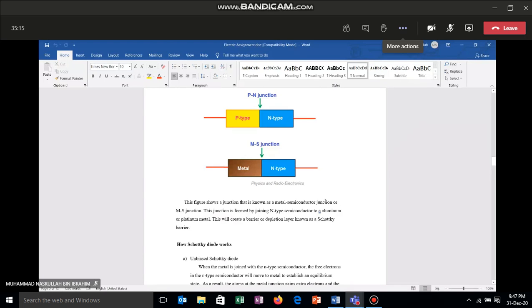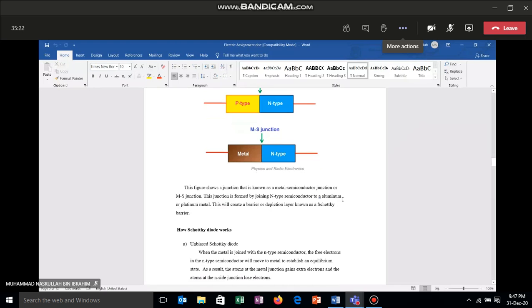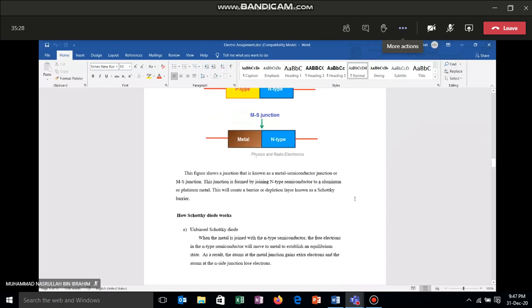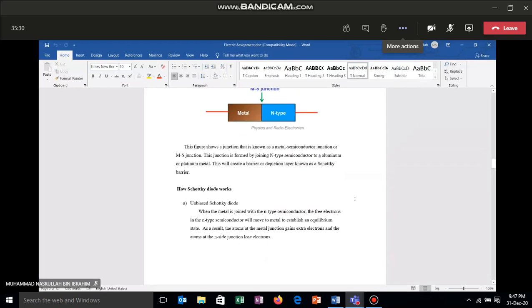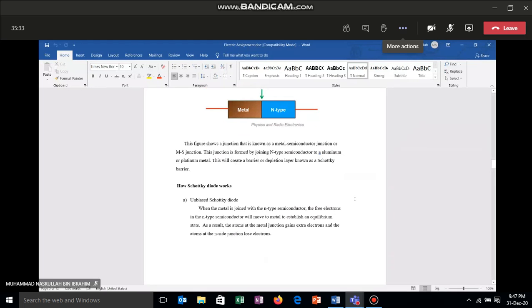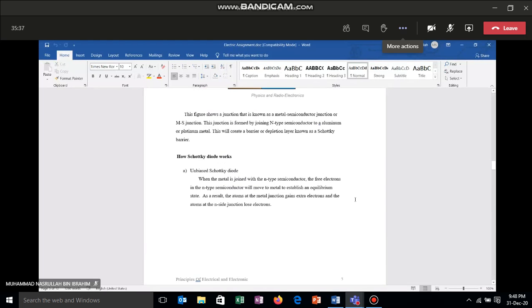The Schottky diode can switch on and off much faster than the PN junction diode. Also, the Schottky diode produces less unwanted noise than PN junction diode. These two characteristics of Schottky diode make it very useful in high-speed switching power circuit. Next, I will continue with how Schottky diode works.